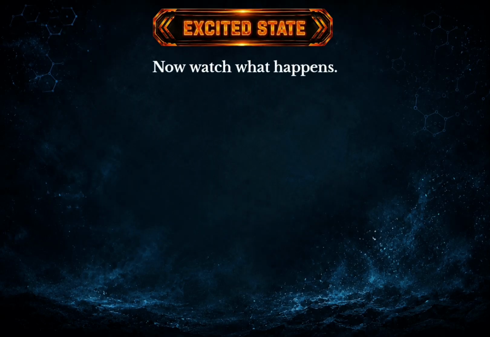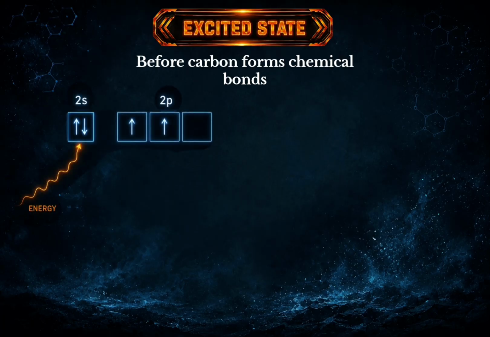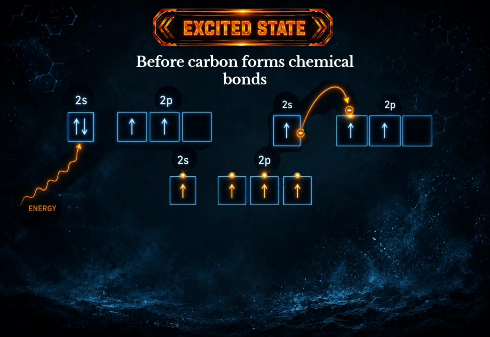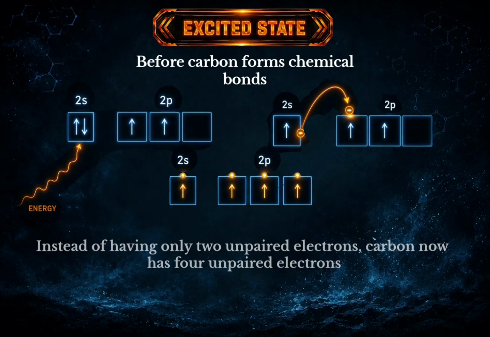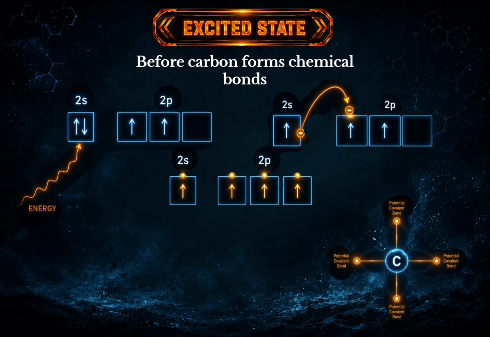Now watch what happens. Before carbon forms chemical bonds, one of the paired electrons in the 2s orbital absorbs a small amount of energy. That electron is promoted into the empty 2p orbital. As a result, carbon now has 1 electron in the 2s orbital and 1 electron in each of the 3 2p orbitals. Instead of having only 2 unpaired electrons, carbon now has 4 unpaired electrons. This means carbon now has the potential to form 4 covalent bonds.